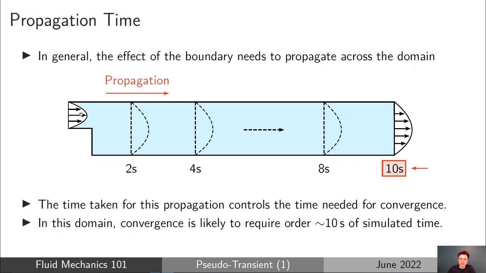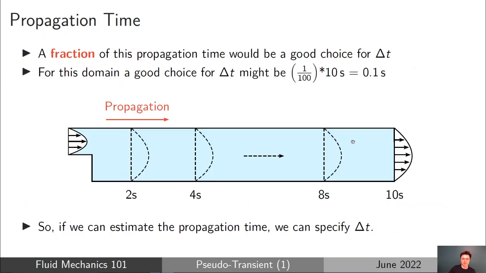It's taken 10 seconds for the effect of this boundary to propagate through the initially stationary domain until it reaches the outlet. And it's this time that's really going to take control the overall time needed for us to converge that simulation. We expect something around 10 seconds maybe, say, for this solution to be converged to a steady state condition. So it's going to be something related to the time for the boundary to propagate across the domain.